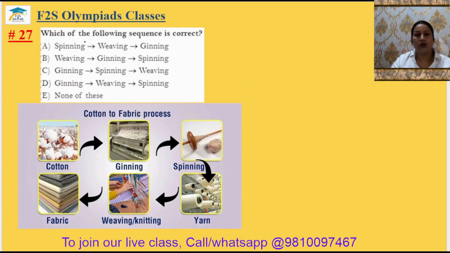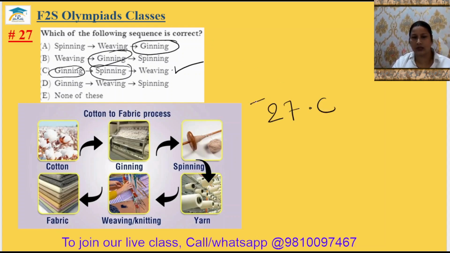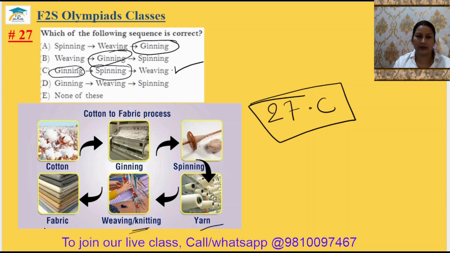Question number 27. Which of the following sequences is correct? First spinning, then weaving, then ginning. No, ginning is the process done during making fiber only. Weaving, then ginning. No, wrong. Ginning, then spinning, then weaving, or ginning, then weaving, then spinning. No, ginning first removes the seeds, then we can make it into fiber and spin it, make a yarn, then we can weave. The answer should be C. The 27th answer is option C. You can see here also: cotton, then ginning, removal of the seed, then spinning, then it is the yarn, and then weaving and then fabric.